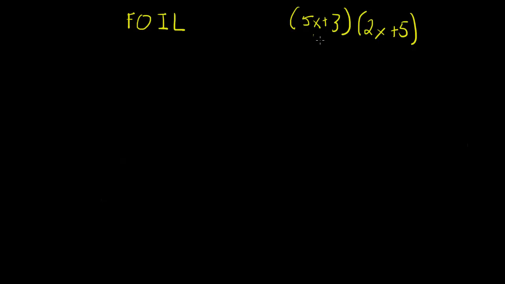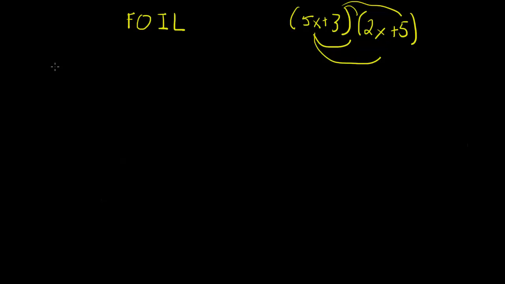Now, to multiply this, we do our first terms, then our outer terms, then our inner terms, and then our last terms. But what really are we doing there? Because what if we wanted to do something like trinomials, or quadrinomials, or bigger polynomials? What we would do is we would take this 5x and this 2x, and we multiply them together, and we take this 5x and this 5, and we multiply them together.